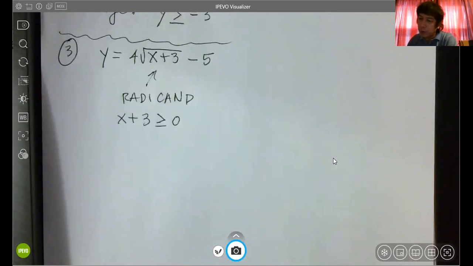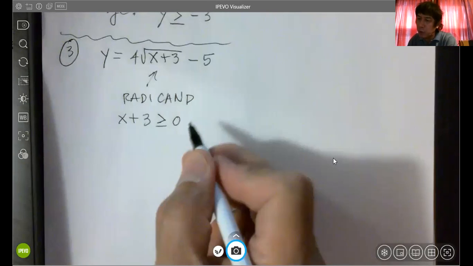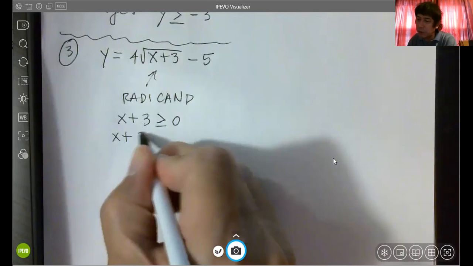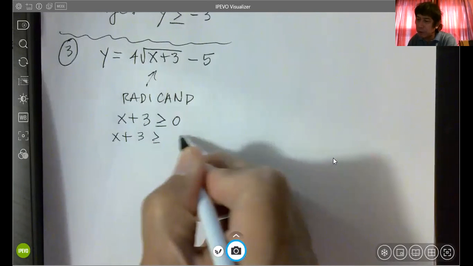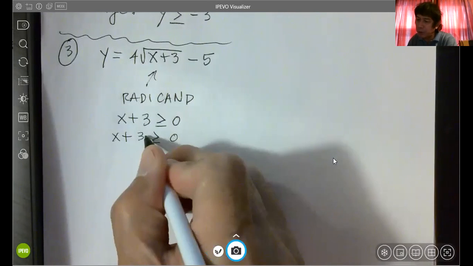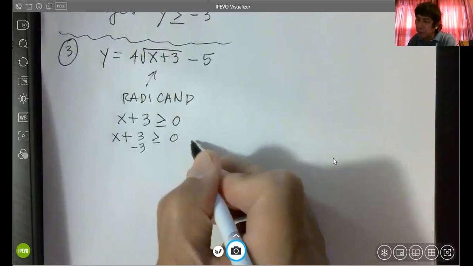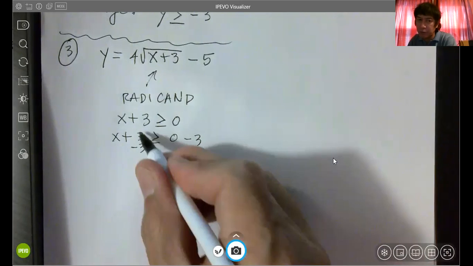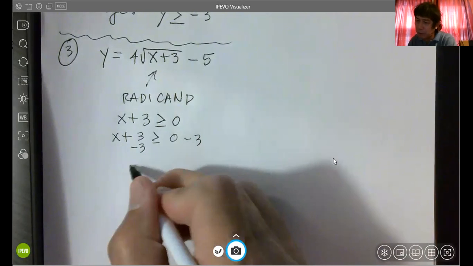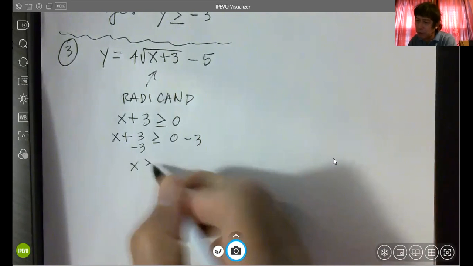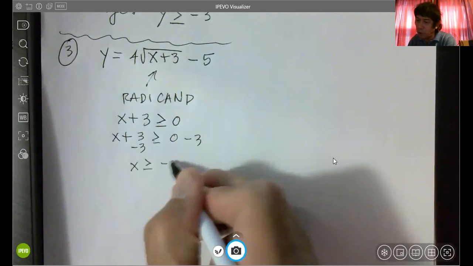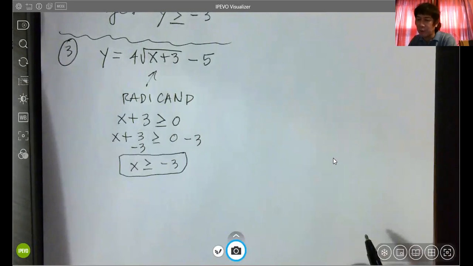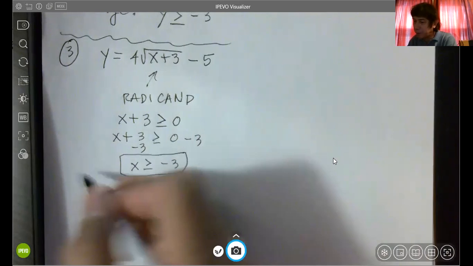By subtracting from both sides, x plus 3 is greater than or equal to 0. We subtract 3 and subtract 3, and this cancels out. We have x greater than or equal to 0 minus 3, which is negative 3. And we have the domain. So this is the domain.